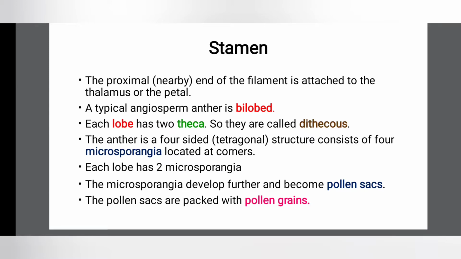How do we call a four-sided structure? Tetragonal. It consists of four microsporangia located at the corners. So in each and every anther, four microsporangia are present. Each lobe has two microsporangia, and each lobe has two theca. So on the whole, an anther consists of four microsporangia. The microsporangia develop further and become pollen sacs. The pollen sacs are packed with pollen grains. So pollen grains are found in pollen sacs.